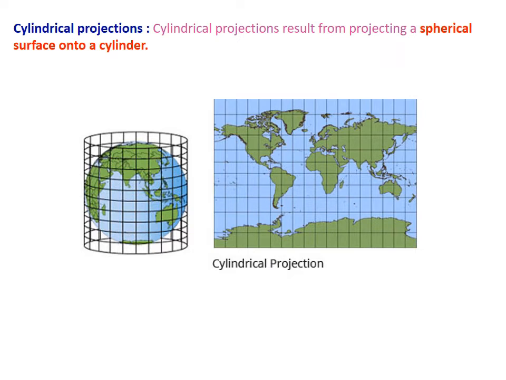Coming to cylindrical projections, they result from projecting a spherical surface onto a cylinder. Look at this diagram. Here the earth is kept inside a cylinder, and you have the latitudes and longitudes, that is the graticule. All the information on the earth is projected onto the cylindrical surface, and then you cut open this cylinder and roll it out, and you get two-dimensional information of the earth.